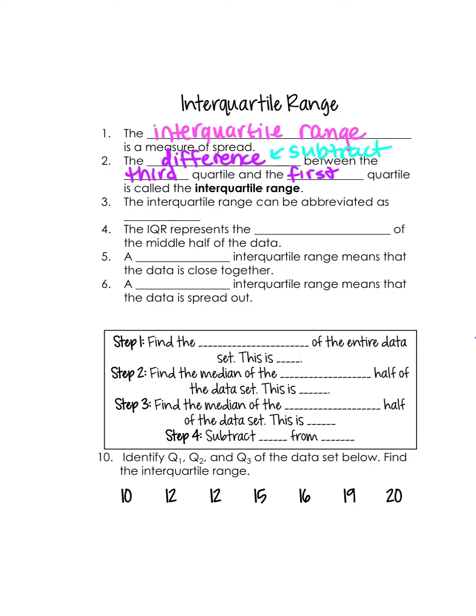So interquartile range can be abbreviated, because I don't know about you, but I'm not writing that whole thing out all the time. And we can abbreviate that as IQR. The IQR represents the range of the middle half of the data. So we're going to take the middle part of the data and find the difference between that. If you have a small interquartile range, that means the data is close together because it's not far spread apart. If it's large, that means that it's spread apart.